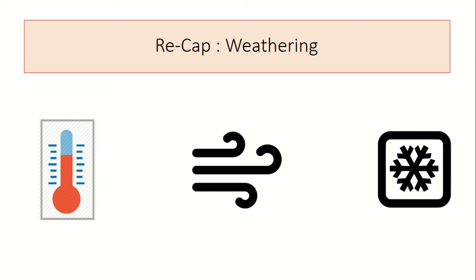We also looked at wind and how wind can cause weathering. And as the wind picks up particles, it can erode the rock like sandpaper, or it can pick bits of material up off the rock and transport them somewhere else. And finally, we looked at this idea of freeze-thaw weathering. Now, in all these processes, the rocks are being broken down in some way.